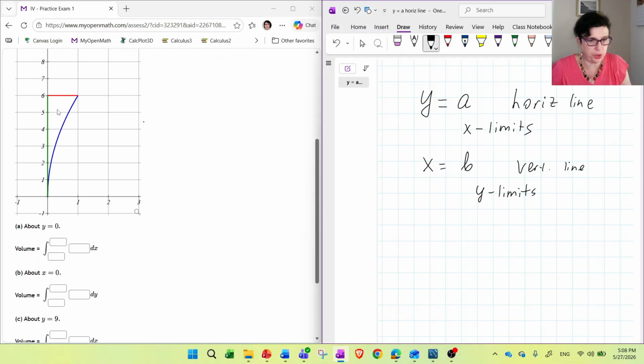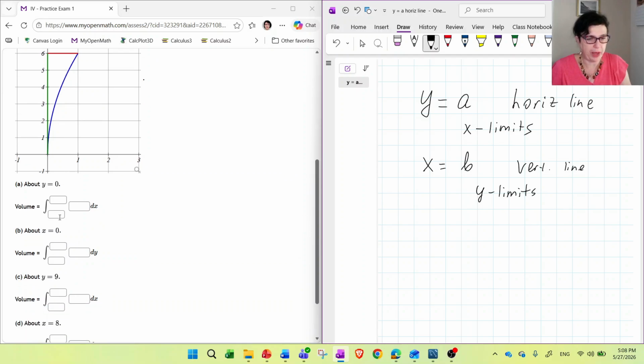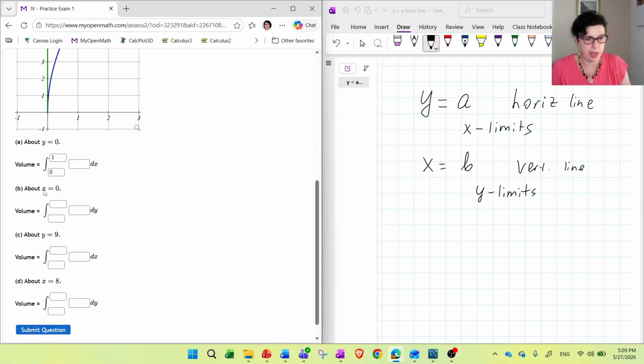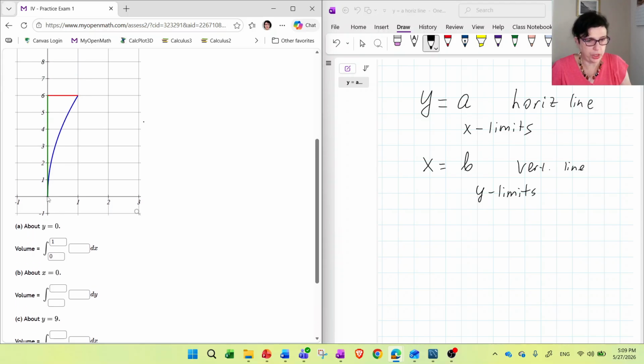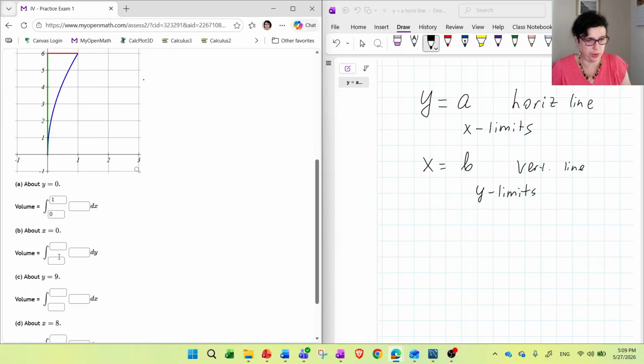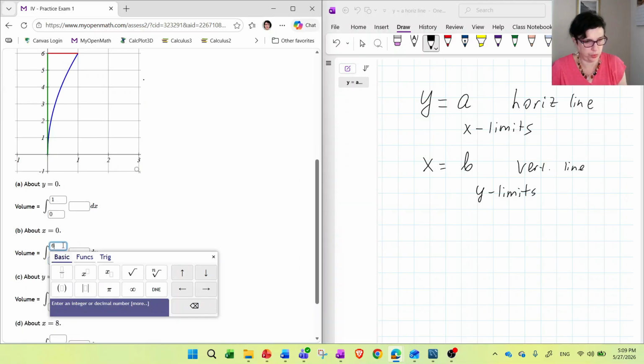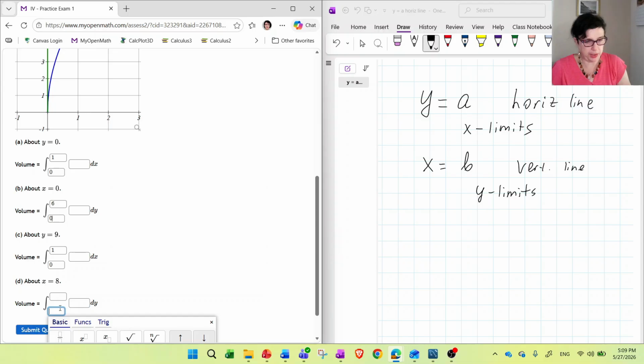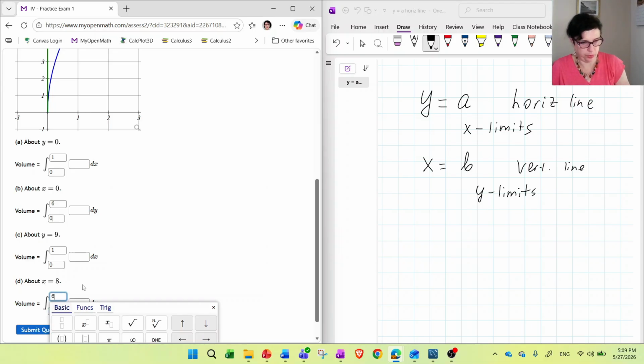When I look at the region which is bounded by these green, red, and blue curves, how does my x change? Well, x changes from 0 to 1. y equals 0 is the x-axis, so that's going to be 0, 1. This is actually the y-axis, x equals 0, and y changes from 0 to 6 on the region, so this is going to be 0 to 6. This will be y equals 9. That's a horizontal line. The limits are the same as in part A, because that was also a horizontal line. And here, you could probably guess that would be 0 to 6.